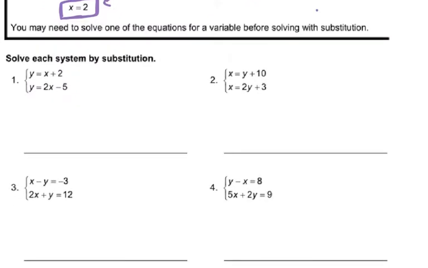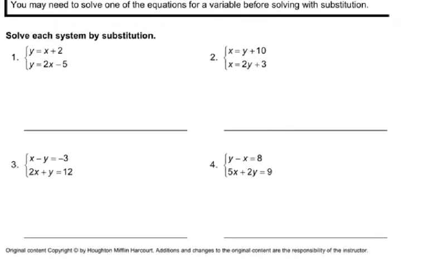So let's do a practice problem really quickly. So y equals x plus 2 and y equals 2x minus 5. So what we can actually do in this situation is we can plug it in. So let's see. Y equals x plus 2. So let's plug this in as y in the second equation. So x plus 2 equals 2x minus 5.